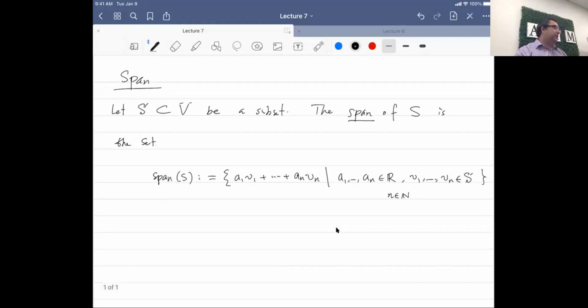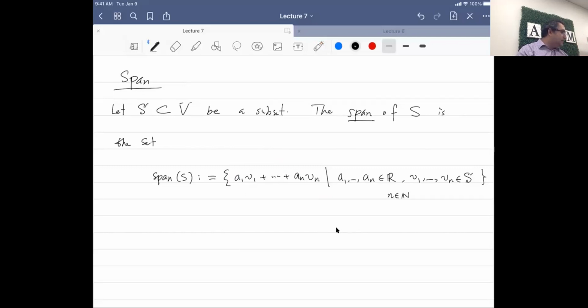So we were just talking about the span of a set as a major construction of subspaces. A set is given to us, like S, which is just a set of vectors. We consider the set of all possible linear combinations of the vectors you can imagine from that set S.